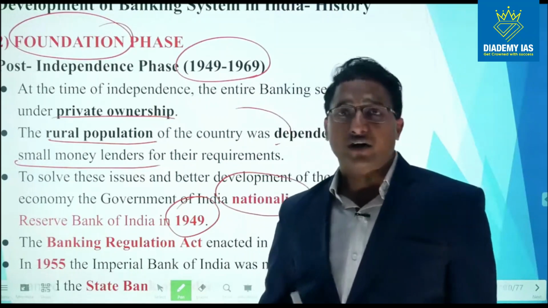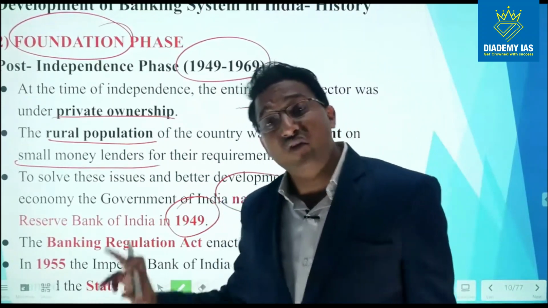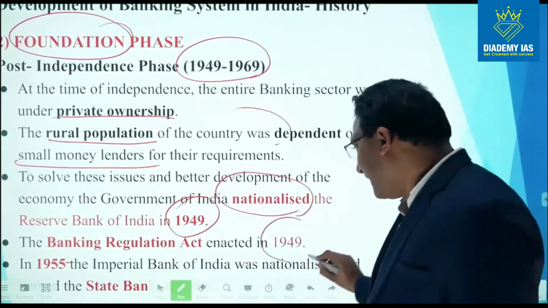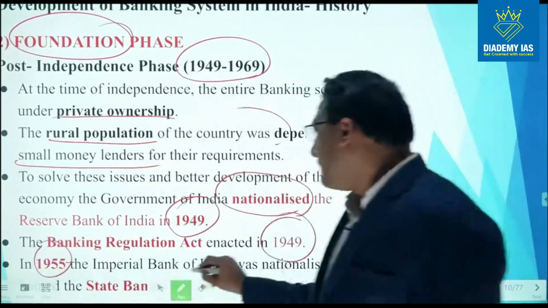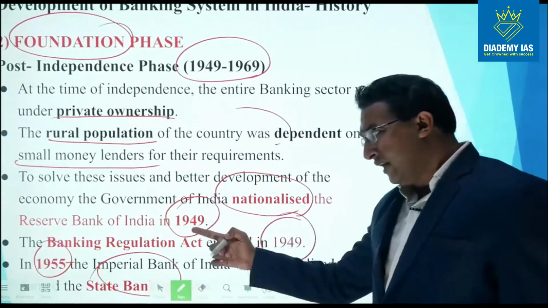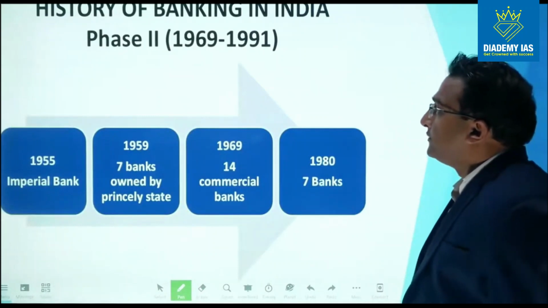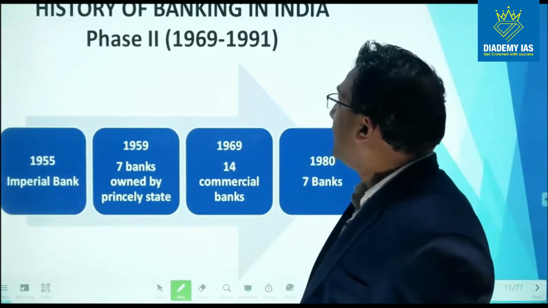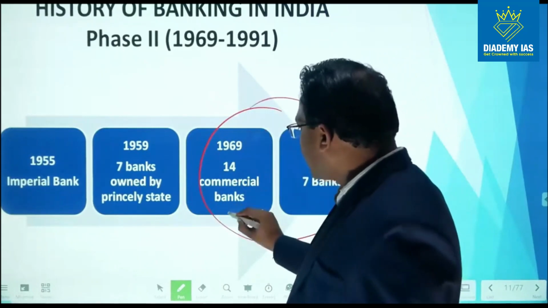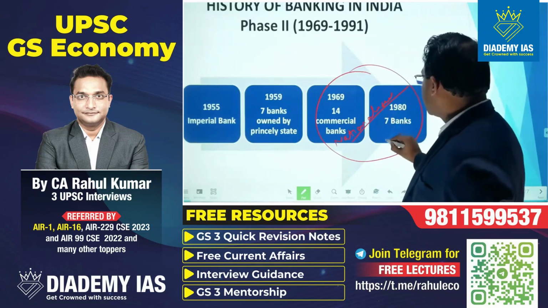Nationalization means the government ownership. So the government acquired the ownership of the Reserve Bank of India in 1949 itself, right? So this event actually shows the importance of the banking sector. The Banking Regulation Act was enacted in 1949. In 1955, the Imperial Bank of India was nationalized and this Imperial Bank was renamed as the State Bank of India. Then we have this 1969 to 1991. So in this phase, in 1969, 14 commercial banks were nationalized. And from 1980, 7 banks were nationalized.